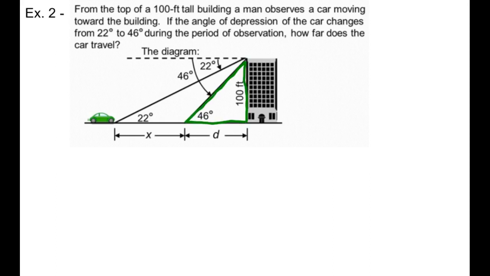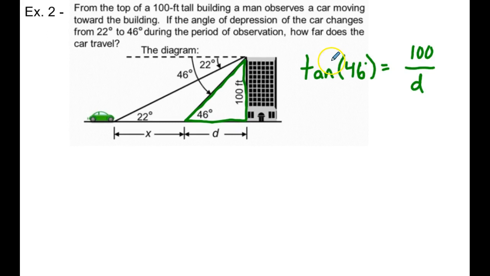In this problem, we're going to have to set up two different equations to solve in order to find this distance x. The first distance we need to find is the distance D, the distance from the base of the building to where the car ends up during the second observation. So we need to set up a trig function to find that distance D. We have our angle, we have the opposite side, we're looking for the adjacent, so we need to use tangent. The equation we can set up is the tangent of 46 degrees is equal to 100 over D.